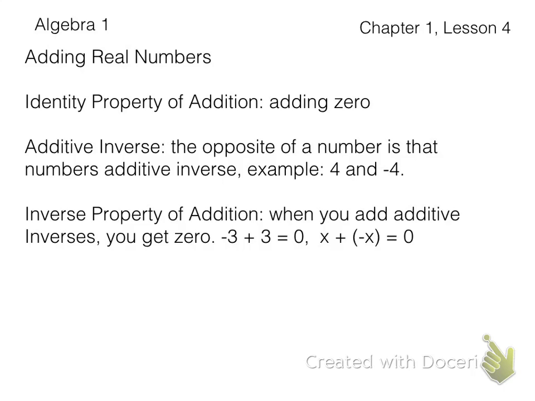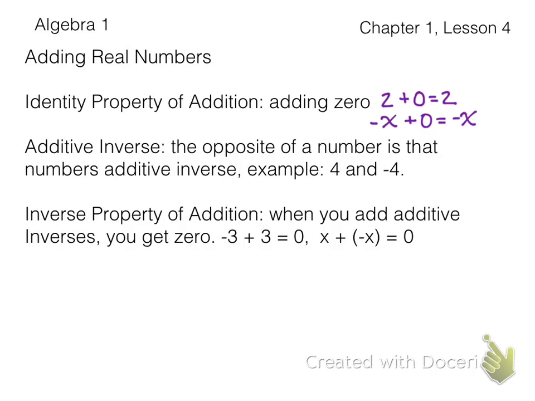The first thing we're going to talk about is the identity property of addition. Basically, that just means that anytime you add 0, the number that you added 0 to is your answer. So anything plus 0 is what you started with. Just remember that. Here's an example: negative x plus 0 is still negative x, and 2 plus 0 is still 2.